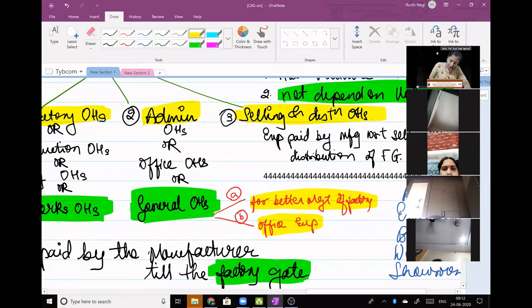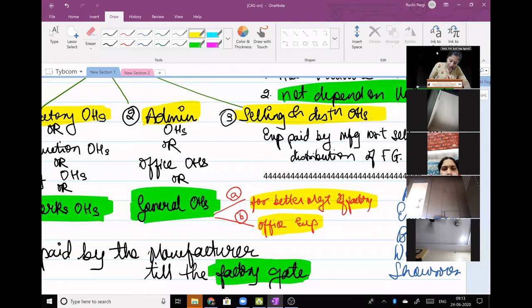Okay. I've given you an example of a CCTV camera, as per the revised definition. But as per your SYBAF syllabus, any expenses which are partially factory and partially office in nature will go partly to factory and partly to office. Remember that.